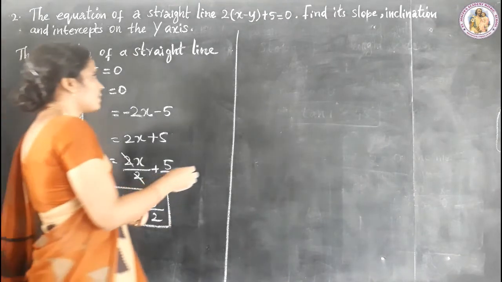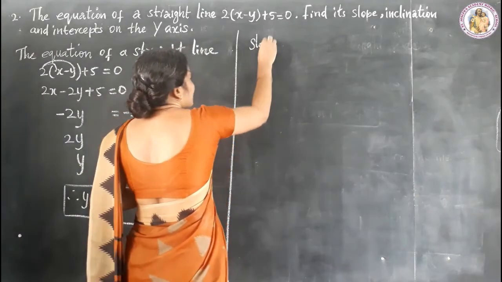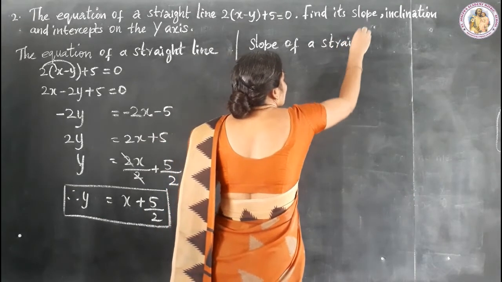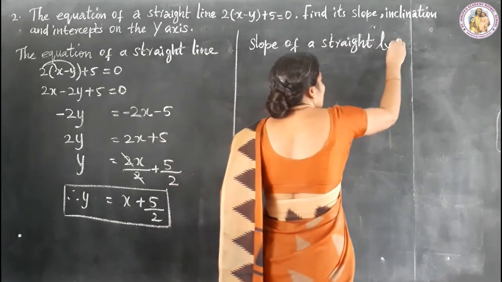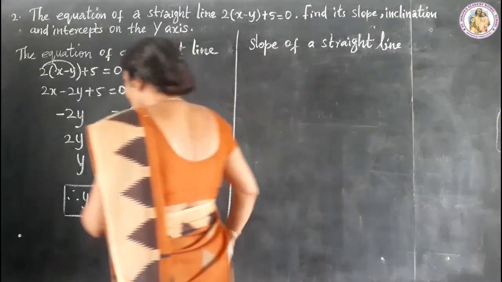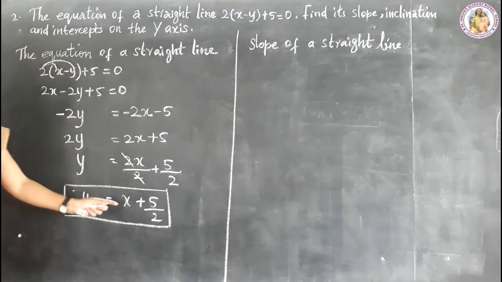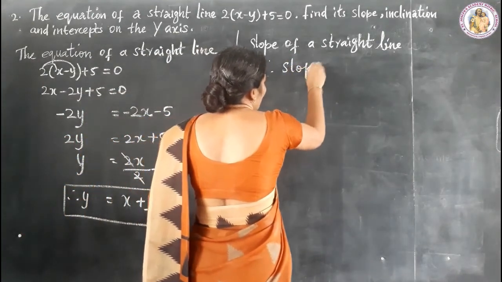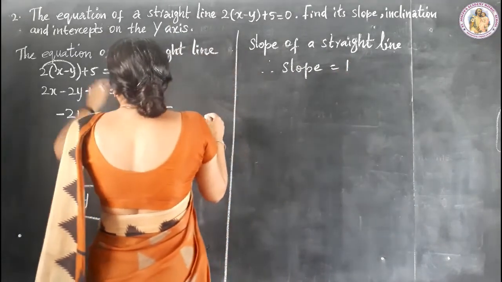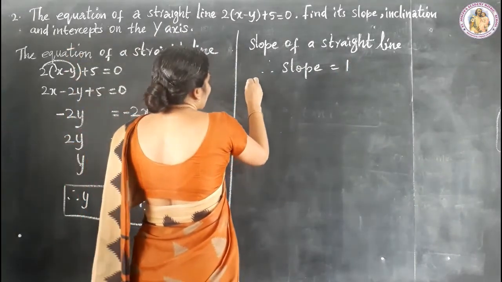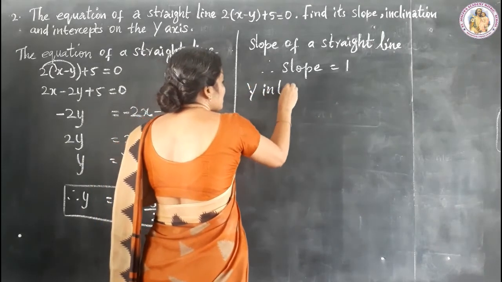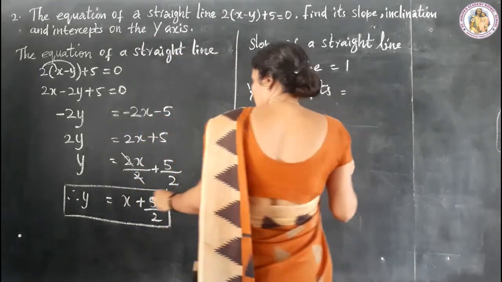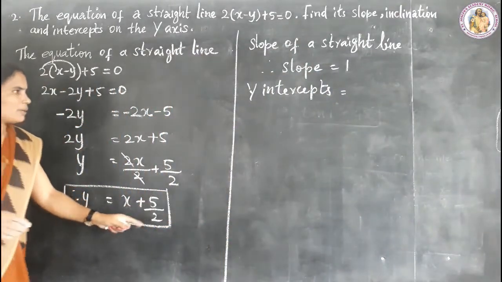Okay, and then we are asked to find the slope. The slope of a straight line, when it is multiplied with 1, x plus 5 by 2. So the slope of the straight line is 1. So slope is equal to 1. And the y-intercept is equal to 5 by 2.